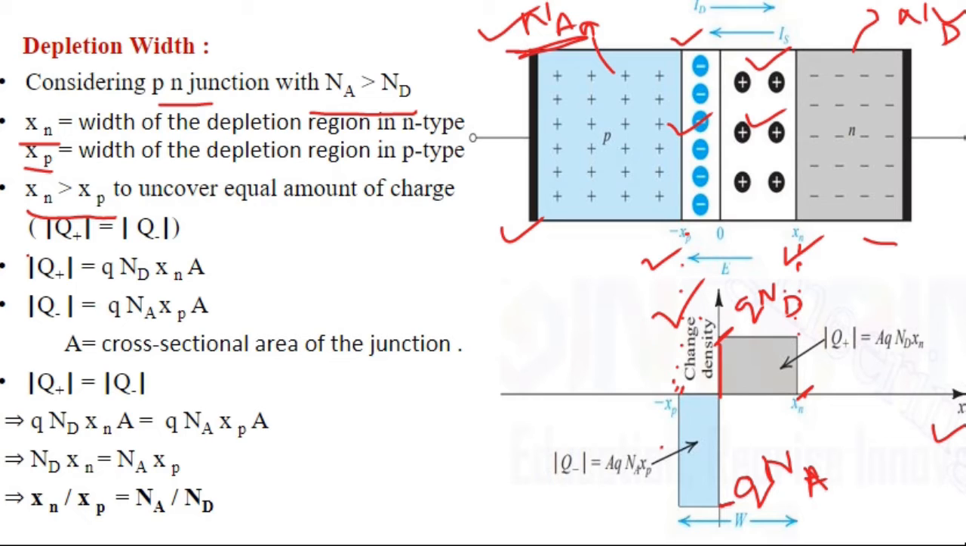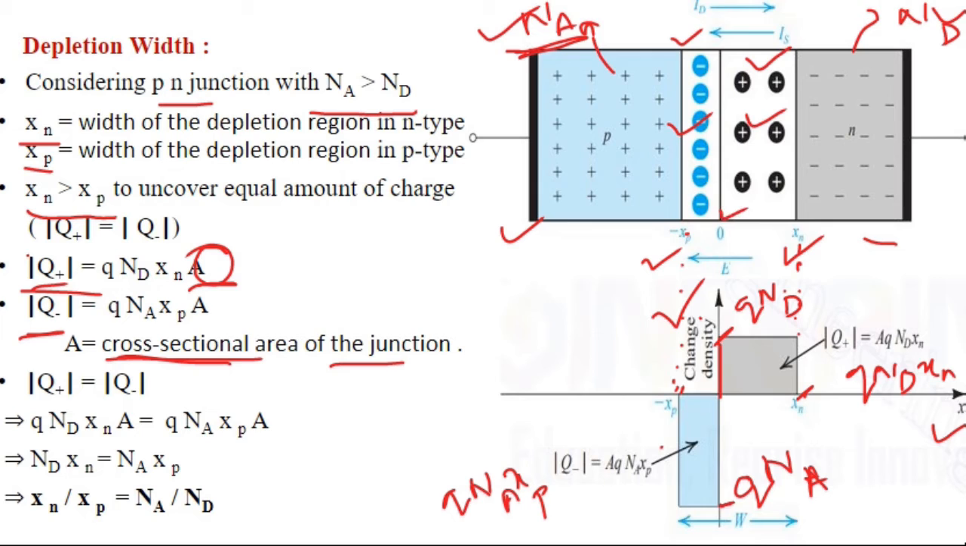So the area across this is Q times Na times Xp, and here it is Q times Nd times Xn. In order to find the total charge, that is mod of Q plus and mod of Q minus across the semiconductor, we have to add an area, that is A, which is nothing but the cross-sectional area of the junction. So this is the junction, and A is the cross-sectional area of the junction, which helps us find the total magnitude of the charges across the positive and negative side.